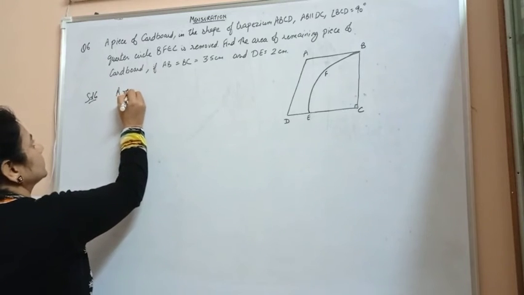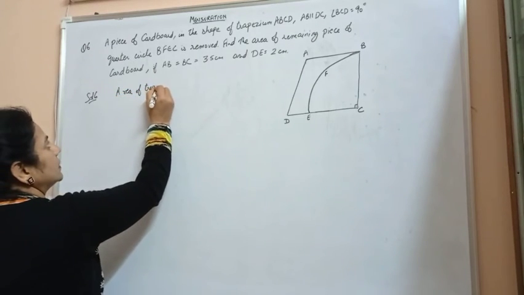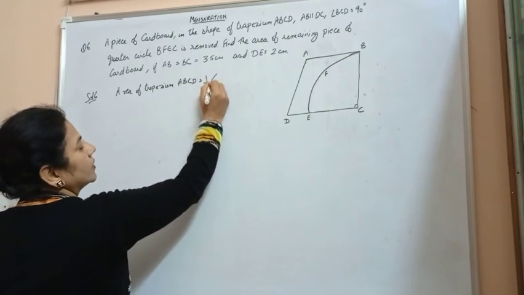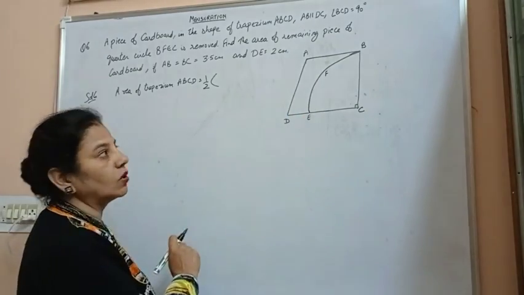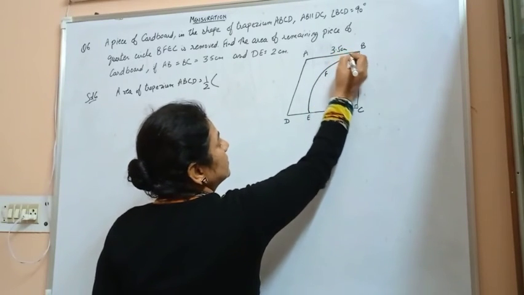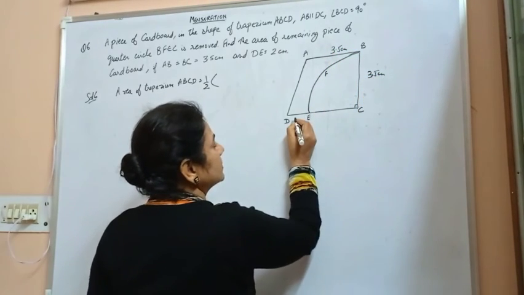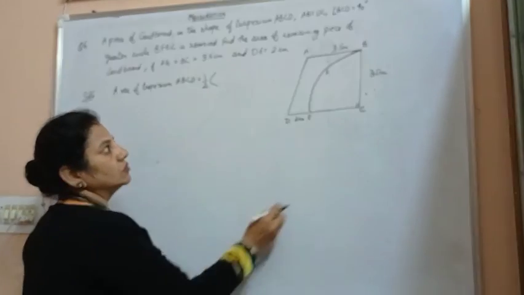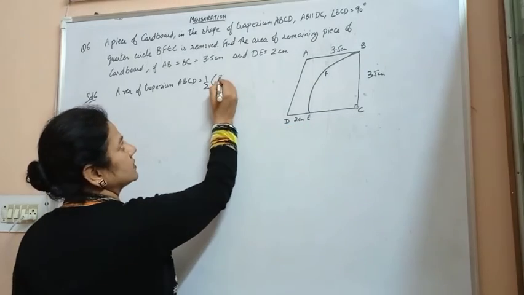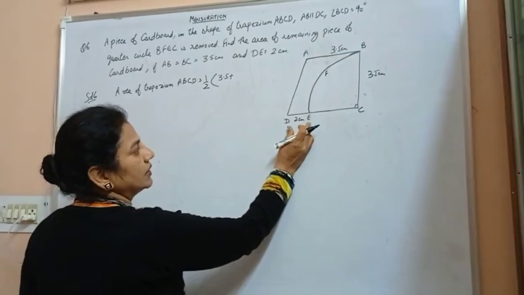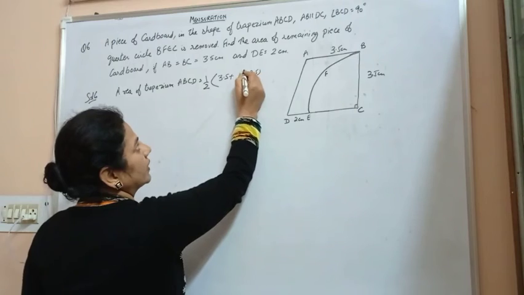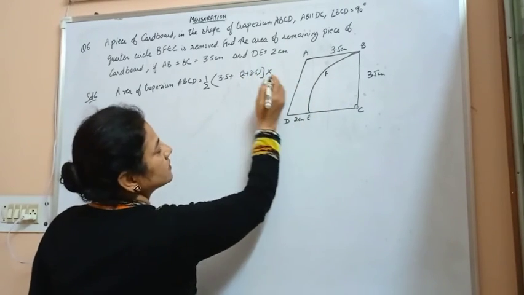Area of trapezium ABCD is half into base 1 plus base 2 into height. Now it is given to us AB is 3.5 centimeter, BC is 3.5 centimeters, and DE is 2 centimeter. So base 1 is 3.5, which is AB. Base 2 is DE plus EC, that means 2 plus 3.5, into height. Height is 3.5.